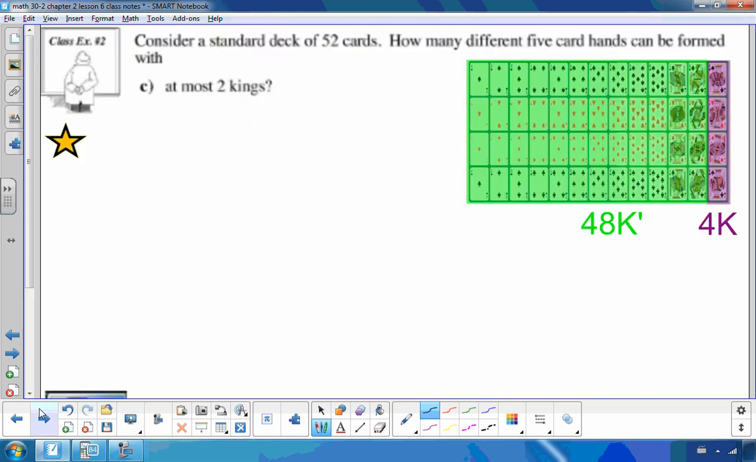In this next question, we're seeing a new phrase here, which is "at most." At least means a minimum. At most means a maximum. So I'm looking for how many 5-card hands have at most 2 kings. You can see I've color coordinated it there. There are 4 kings in the purple, and there are 48 cards that are not kings.